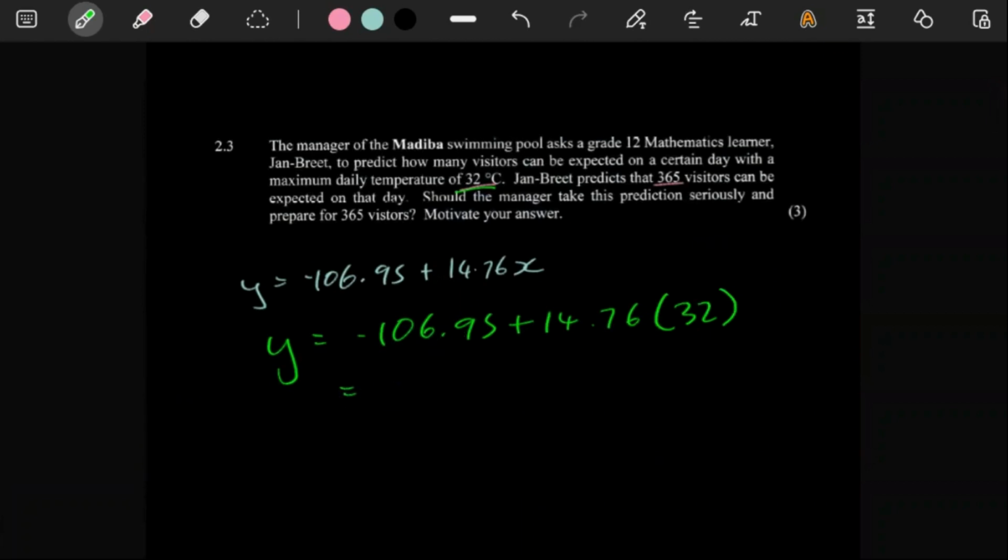Let's put this in the calculator. So in the calculator, we're getting here 365.37 visitors. However, this is going to be 365 visitors because you cannot have a 0.37 visitor.